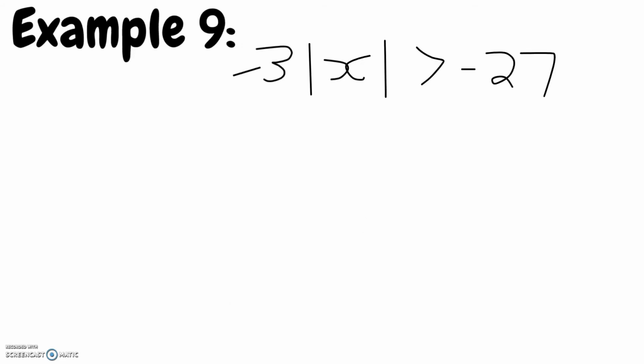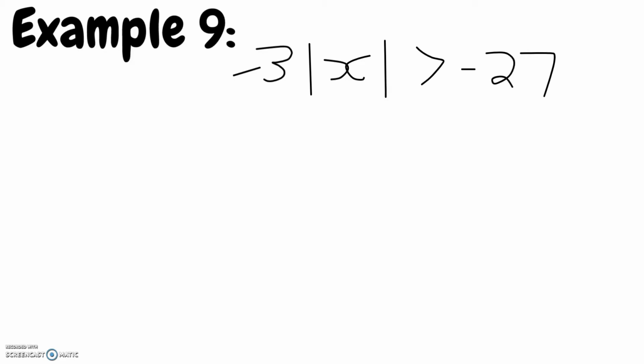Okay, so this example question looks awfully similar to the one that we just solved in example 8, but I promise you they're actually quite different. Here we're saying that negative 3 times the absolute value of x is greater than negative 27. And we would still solve this in a similar way to the last one. We want to divide both sides of the inequality by negative 3. However, when we do so, because we are dividing by a negative number, there is this rule that we must flip the side of the inequality.